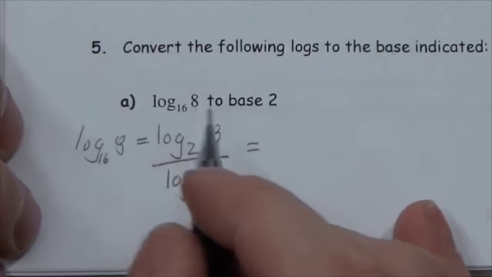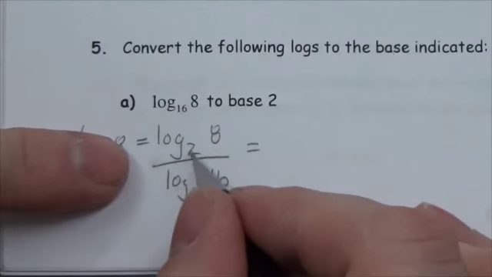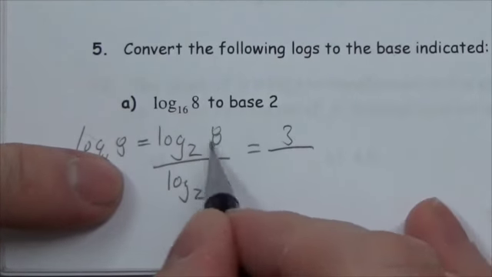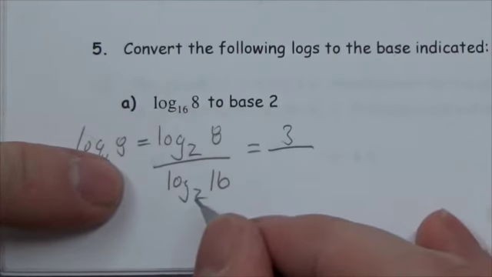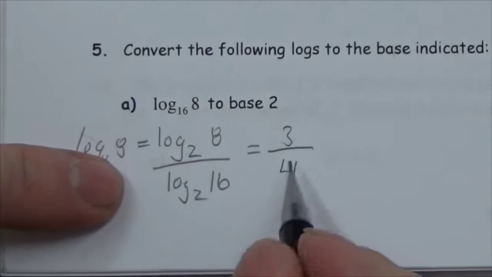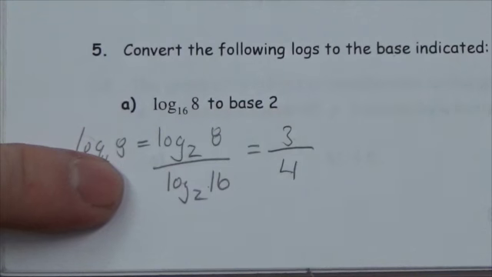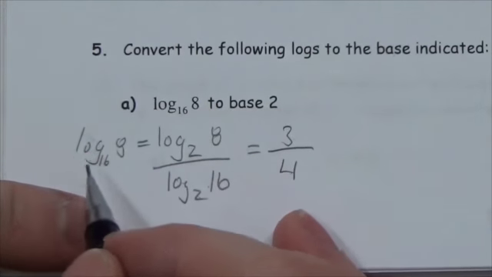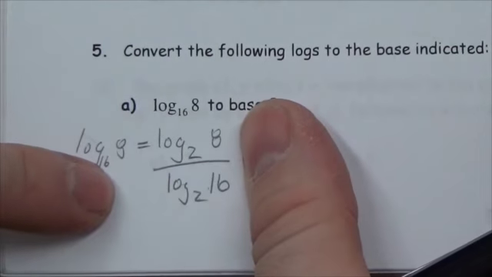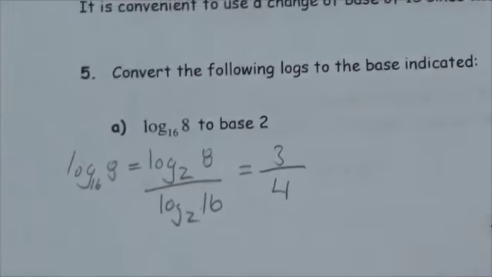Now, we can evaluate this, okay? We can actually figure this one out here because I know that the log base 2 of 8 is going to be 3. 2 cubed is equal to 8. I also know that the log base 2 of 16 is going to equal 4 because 2 to the 4 is equal to 16. And so the overall answer to the log base 16 of 8 is going to be 3/4. Okay, but this is what we're asked to do in this case right here.